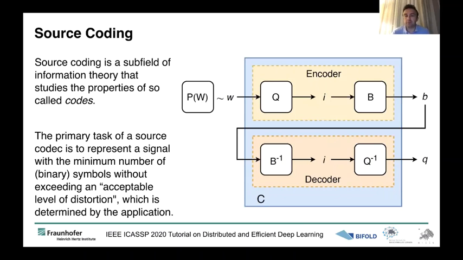And the goal is, of course, as I said, to get a good reconstruction, so to minimize the number of symbols, that is, minimize the bits you need to store the encoded symbols, while not exceeding a given distortion level.